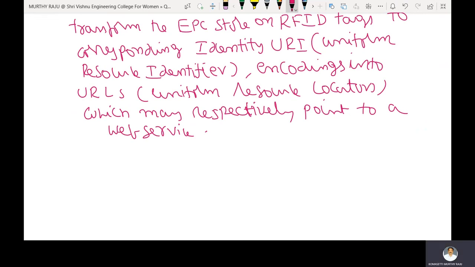ONS does not contain actual data about the EPC. It only contains the network addresses of services that contain the actual data. The EPC encoded on the RFID tag is transformed into a URI, Uniform Resource Identifier, and then encoded into URLs, Uniform Resource Locators, which may be used to extract the product information. That is called web services.